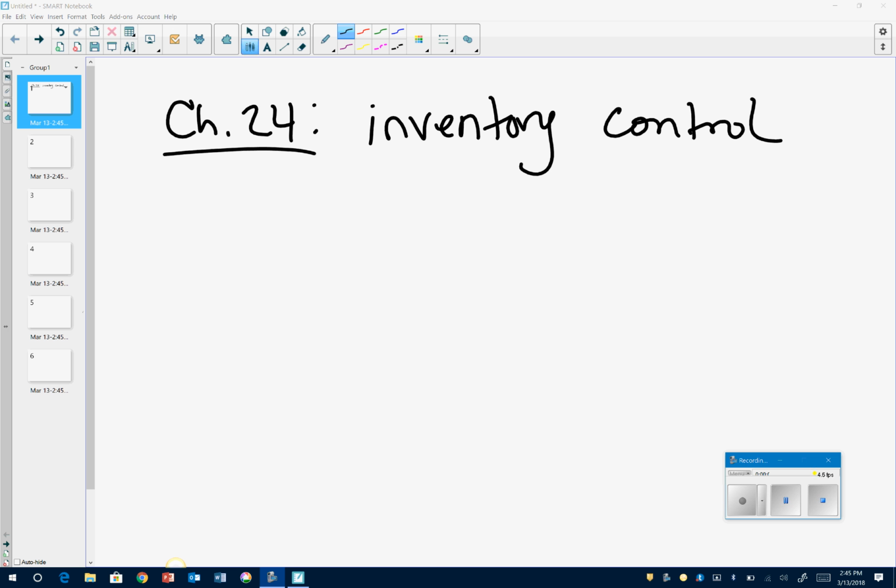Chapter 24 is inventory control, learning objectives. After completing this chapter, the student will be able to explain why inventory affects the bottom line, explain how minimum and maximum level inventory systems work, and calculate reorder quantities using minimum and maximum inventory levels.